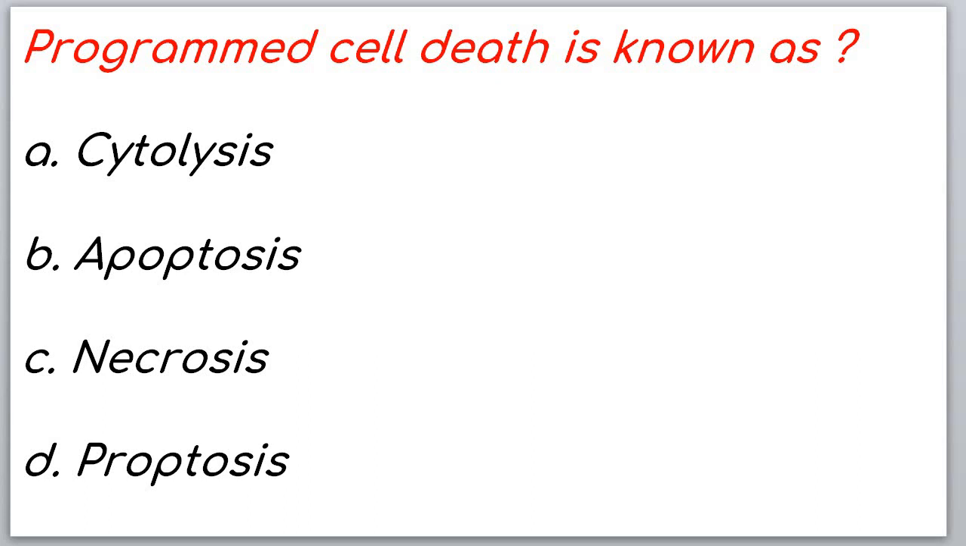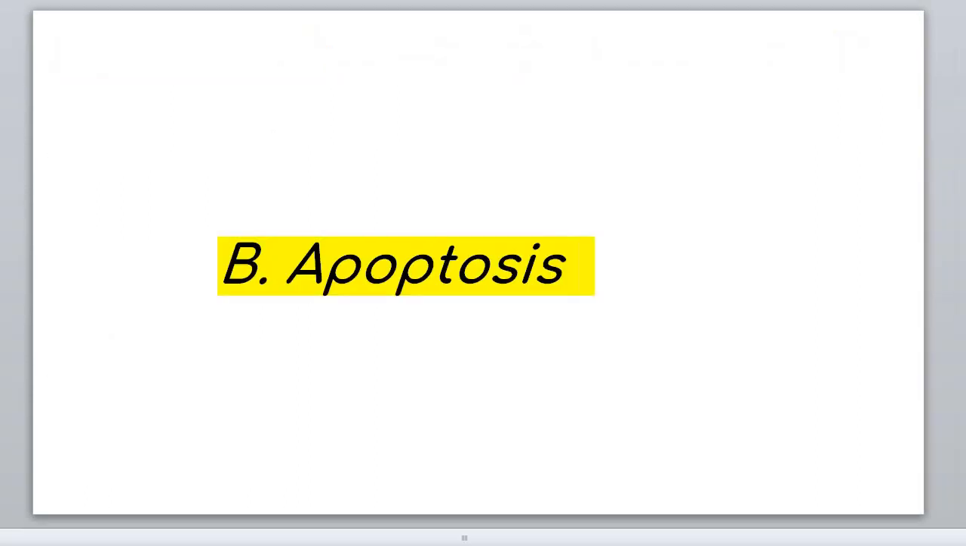Programmed cell death is known as: option A, cytolysis. Option B, apoptosis. Option C, necrosis. Option D, ptosis. Option B, apoptosis, is the correct option.